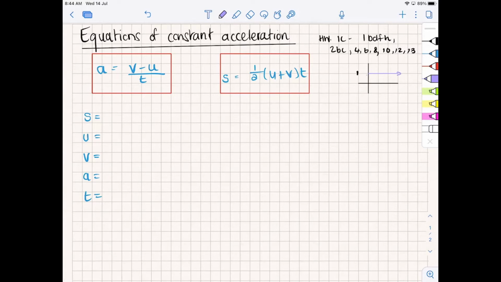Before we get to constant acceleration, if I didn't have any acceleration, if I only had constant velocity, what would my formula look like, Keanu? If I only had constant velocity, there's only one formula that I can use. It's the most basic of basics.